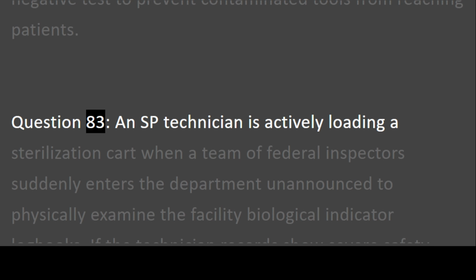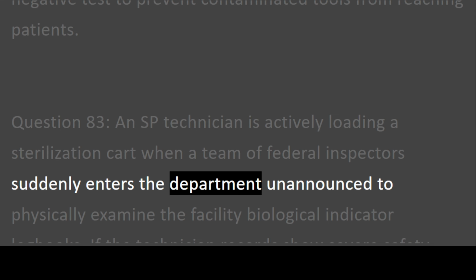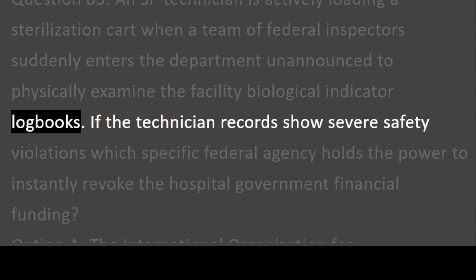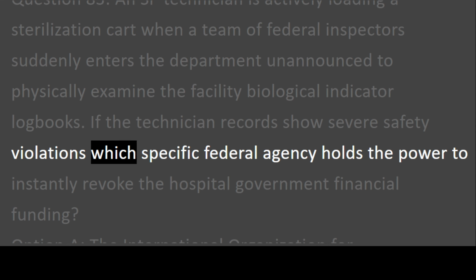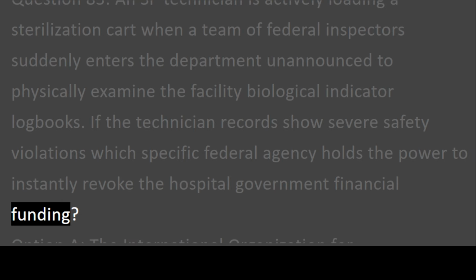Question 83. An SP technician is actively loading a sterilization cart when a team of federal inspectors suddenly enters the department unannounced to physically examine the facility biological indicator logbooks. If the technician records show severe safety violations, which specific federal agency holds the power to instantly revoke the hospital government financial funding? Option A.